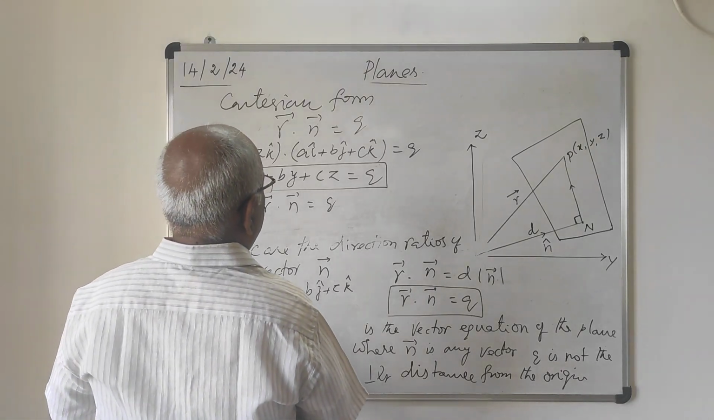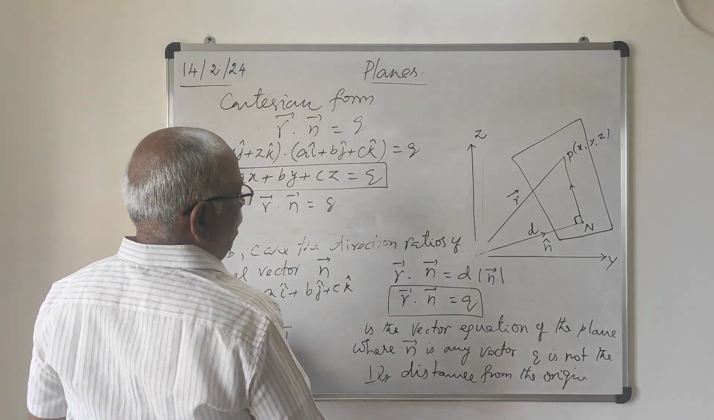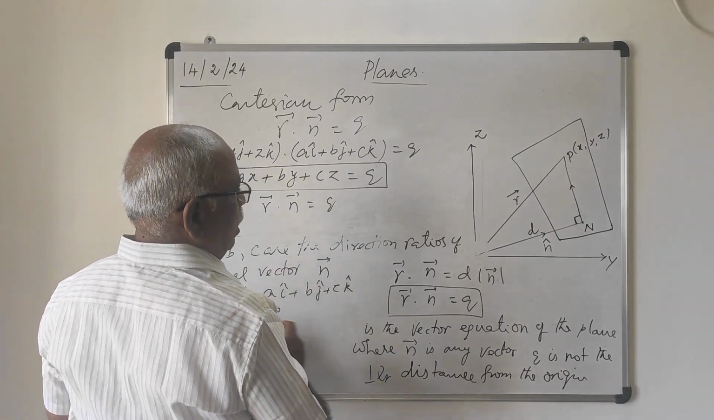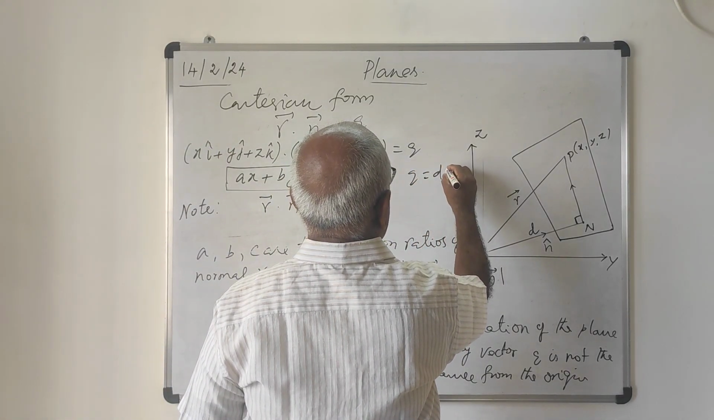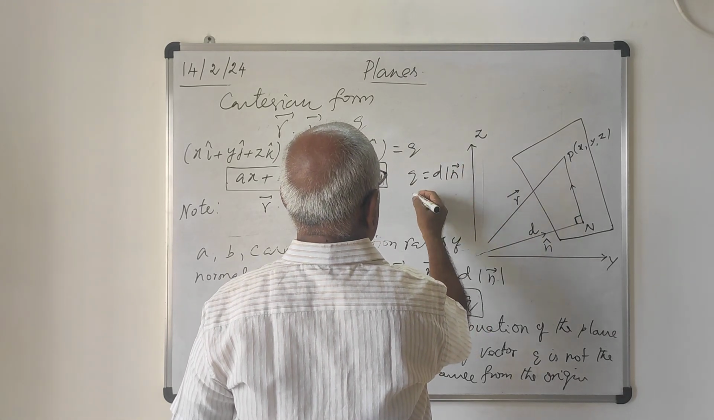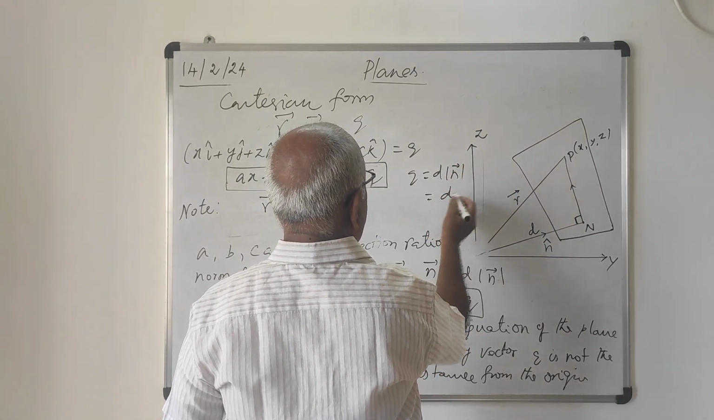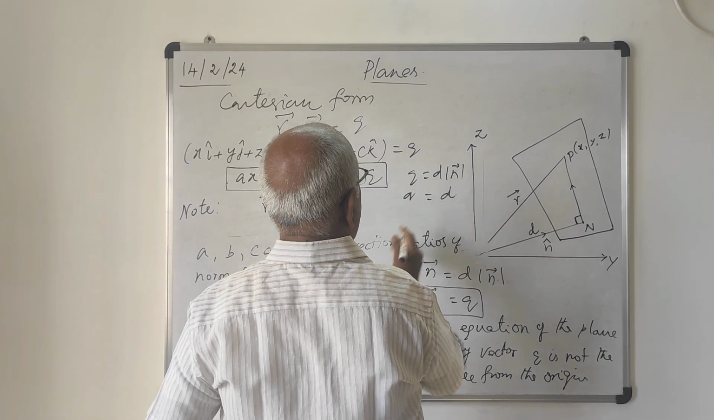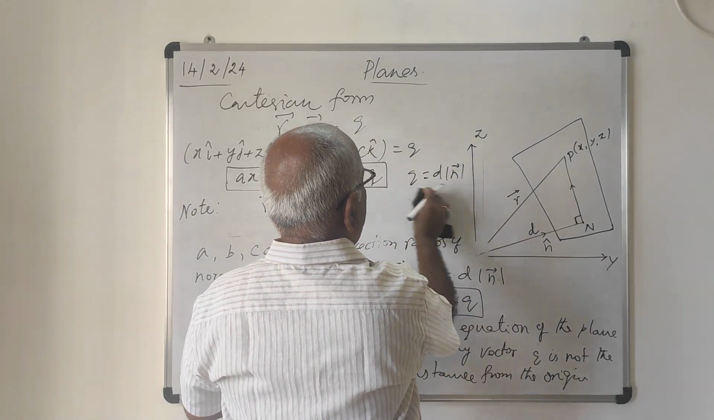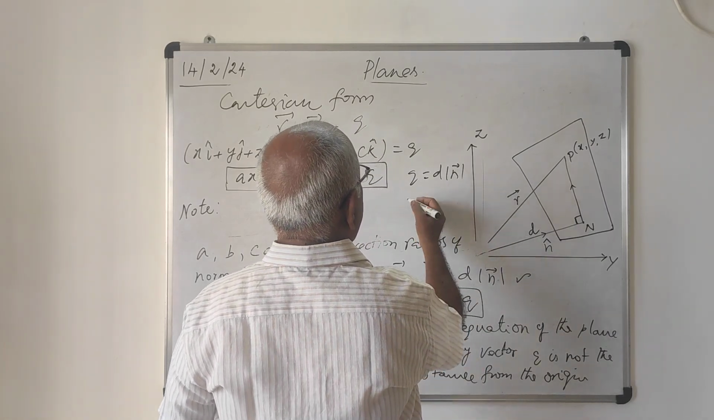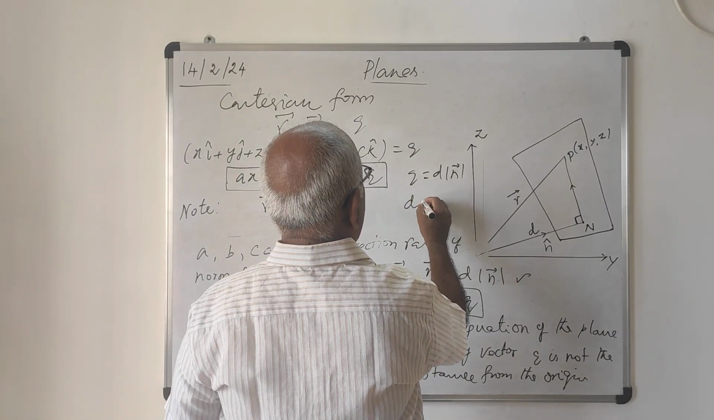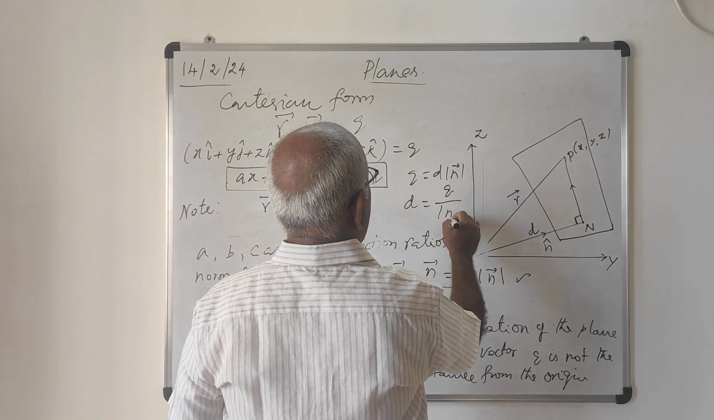Q is equal to D into mod n. Therefore, if you want D, D is equal to Q by mod n. This is D into mod n is Q. So, D, if you want from this, is Q by mod n.